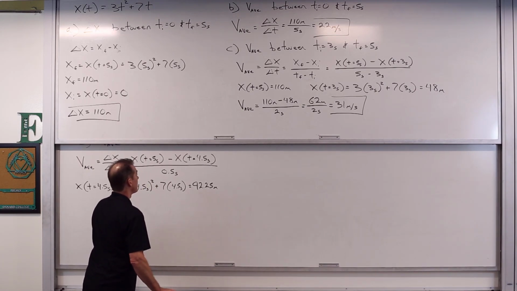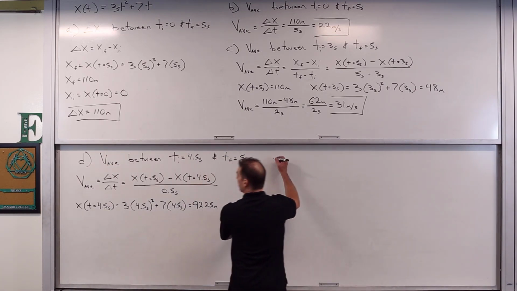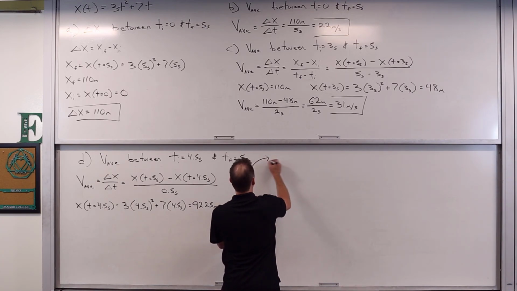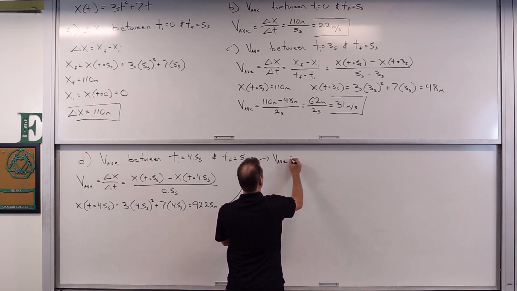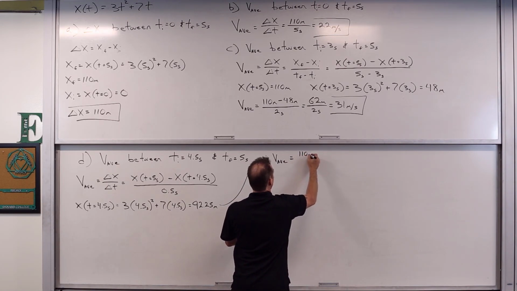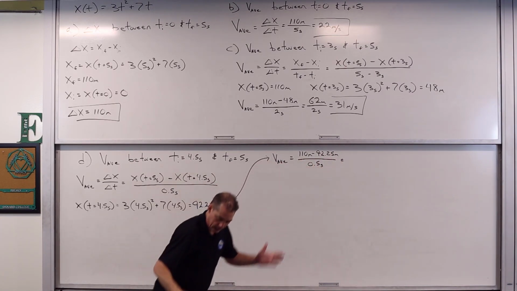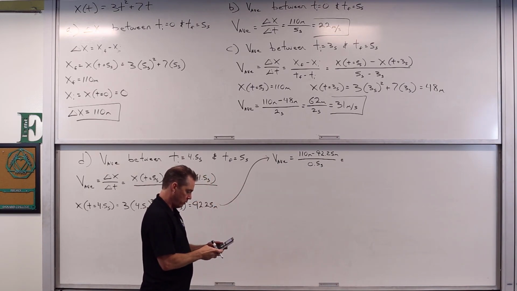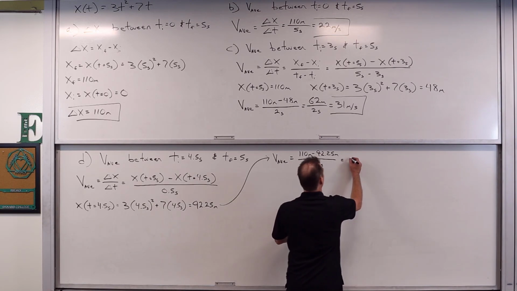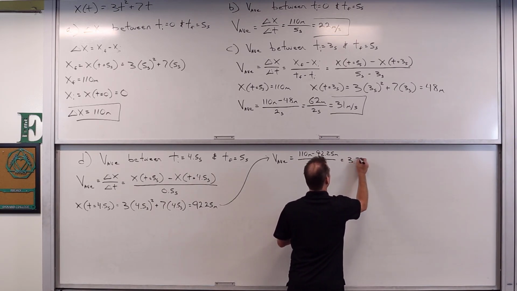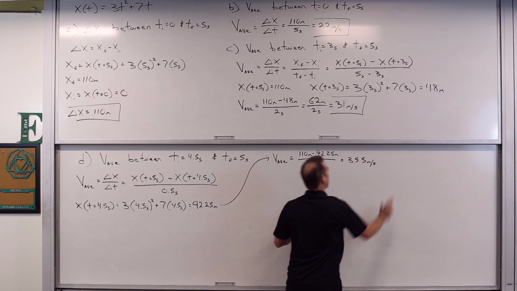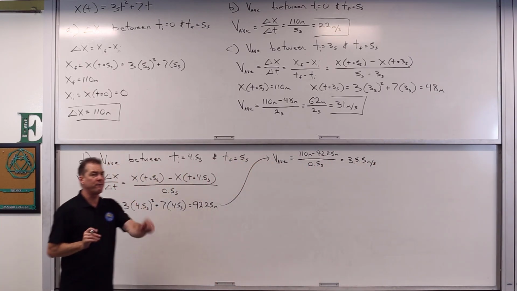So, what does that mean? Do it over here. We've got ourselves then that V average is going to be equal to 110 meters minus 92.25 meters divided by 0.5 seconds. Again, working in the i hat direction, assuming here. So we've got 110 minus that divided by that. 35.5 meters per second is our average velocity over that 0.5 second time interval.